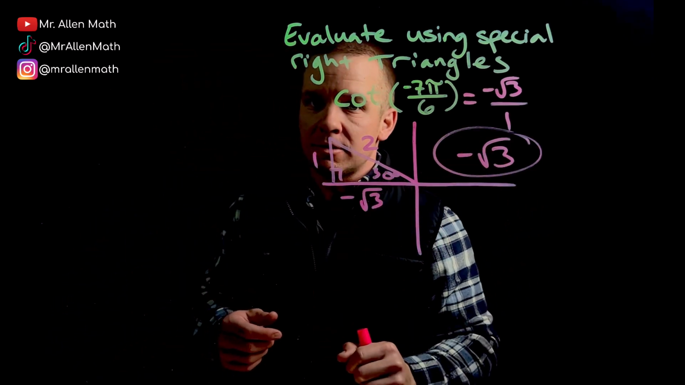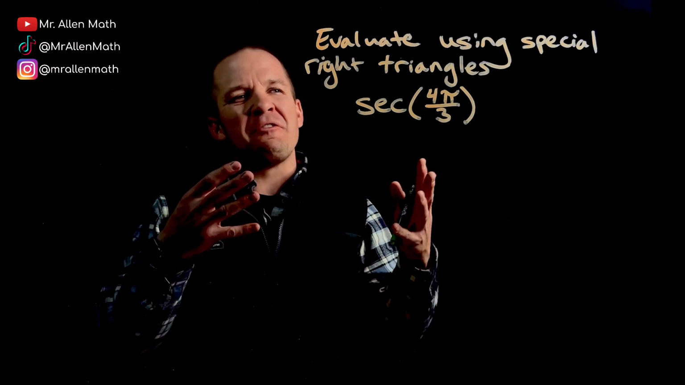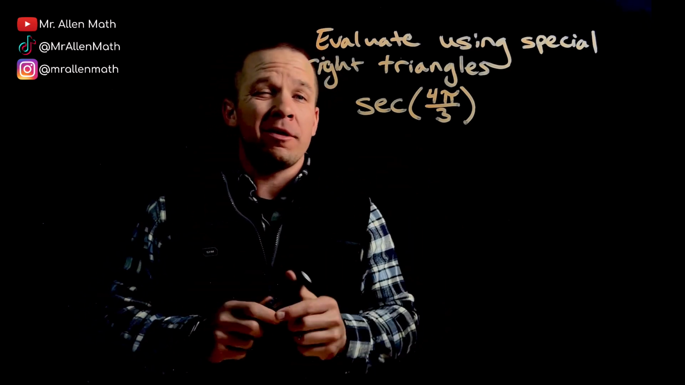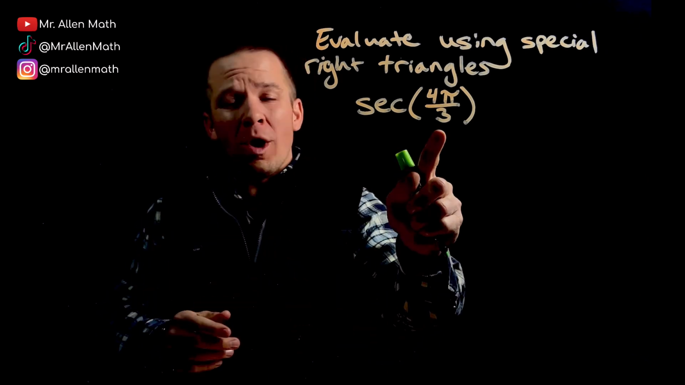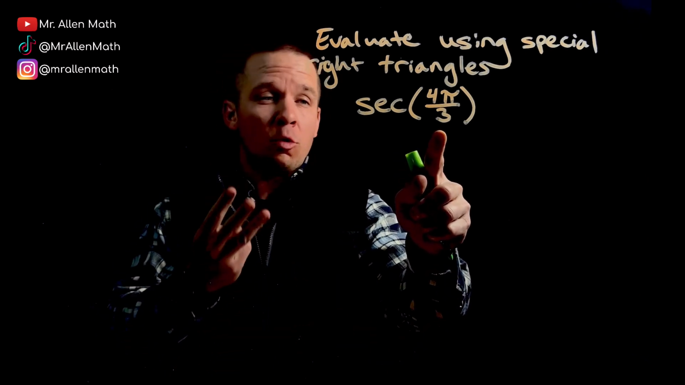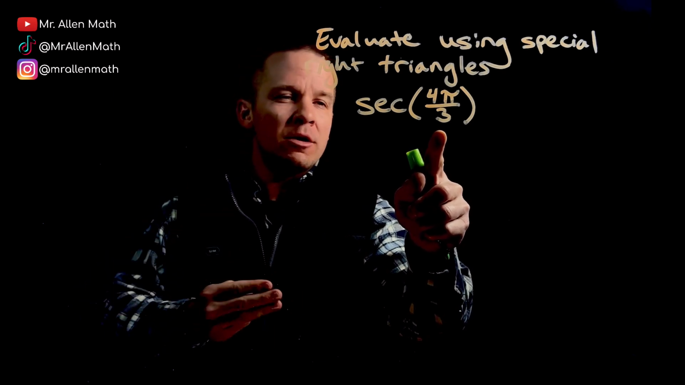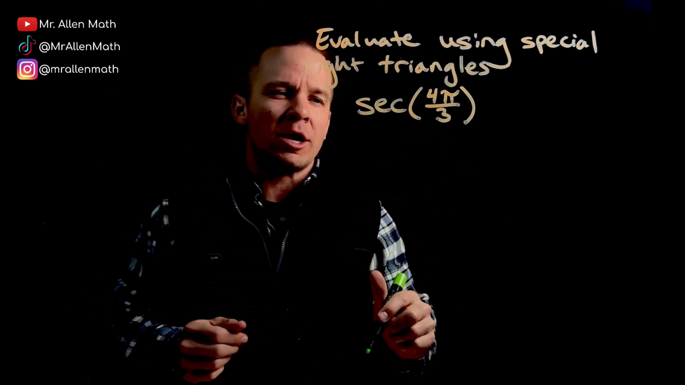We're about to evaluate this trig function here using special right triangles rather than our unit circle. First things first, what quadrant is this in? It's in the third quadrant, and because it's over 3, that means it's my 60-degree reference angle. So I'm going to draw that triangle up in the third quadrant now.